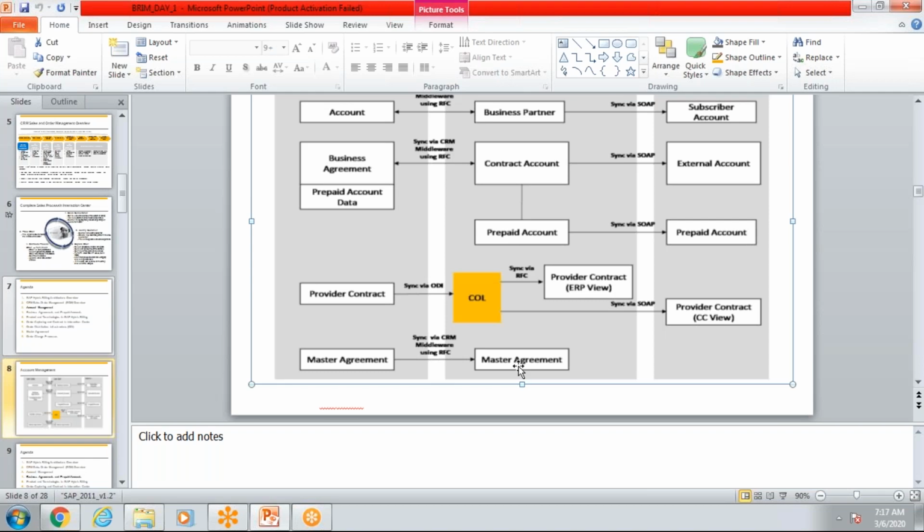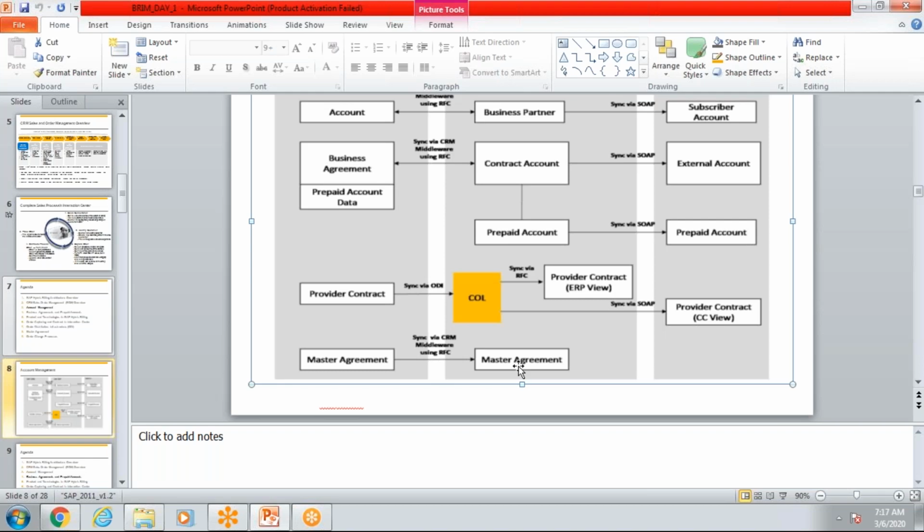Okay. So if it is dealing with some organization, it is called B2B, business to business. If it is with direct customers, then it is called B2C. So master agreements will be between B2B customers, between organizations.